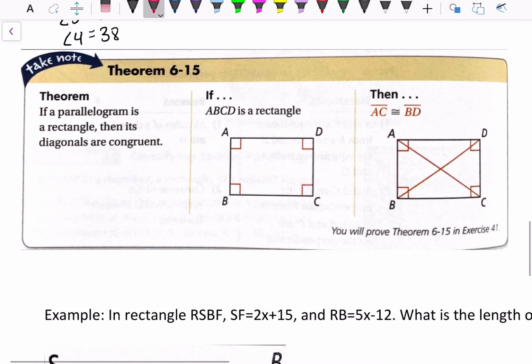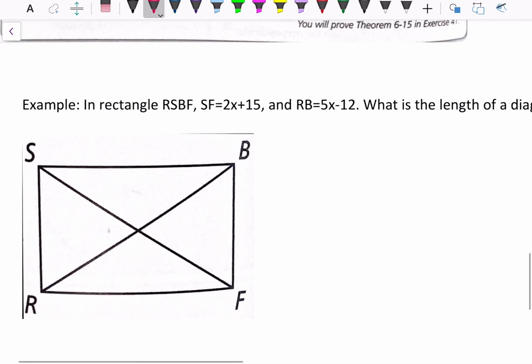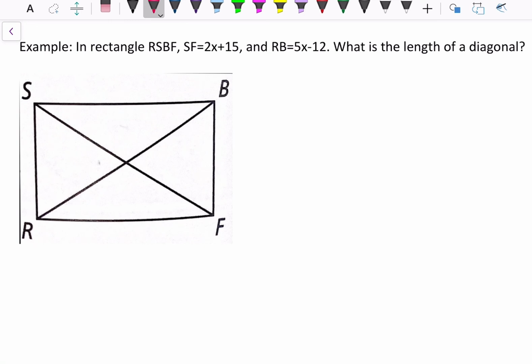Now we have a theorem for rectangles, theorem 6.15. And it says if a parallelogram is a rectangle, then its diagonals are congruent. So we have one example for this. In rectangle RSBF, SF is equal to 2x plus 15, and RB is equal to 5x minus 12. What is the length of a diagonal?